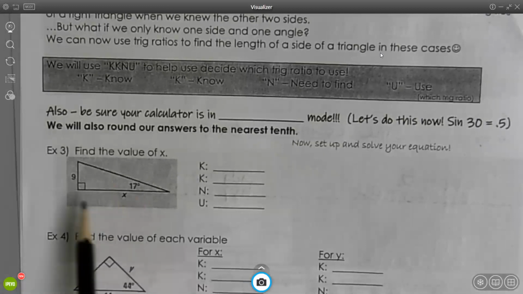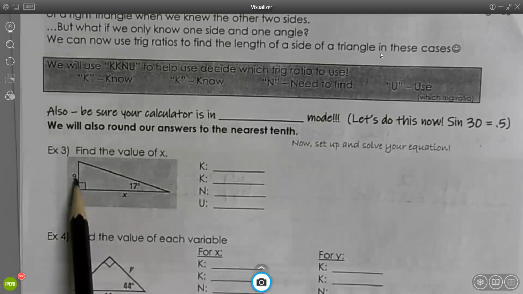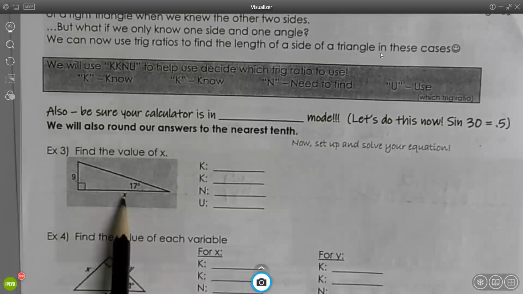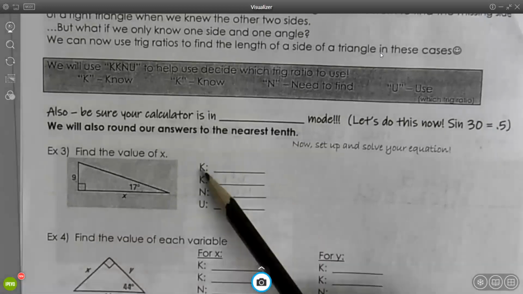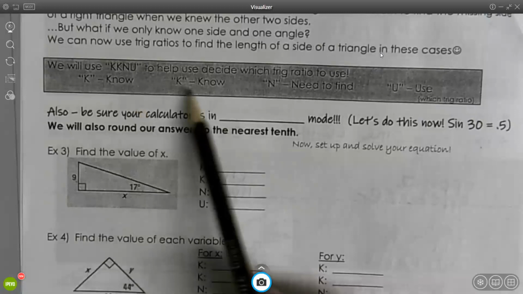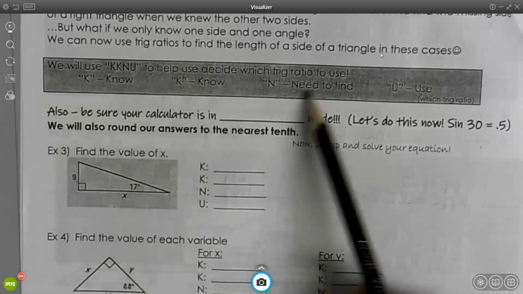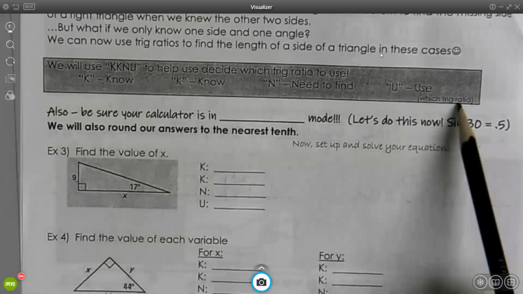You need to know something. So if they give you a side length and an angle, then we can solve for missing sides. There's a little chart that we're welcome to use. The K stands for what do you know? You got to know two things. You need to find at least something, and you're going to be using one of the trig ratios.